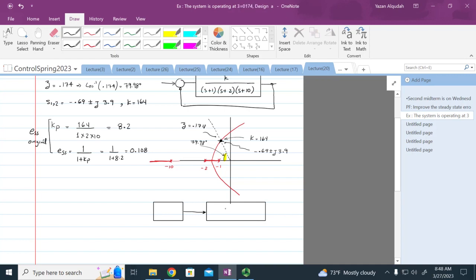We have K that is equal to 164 divided by (S plus 1)(S plus 2)(S plus 10). We have (S plus 0.1) divided by S.